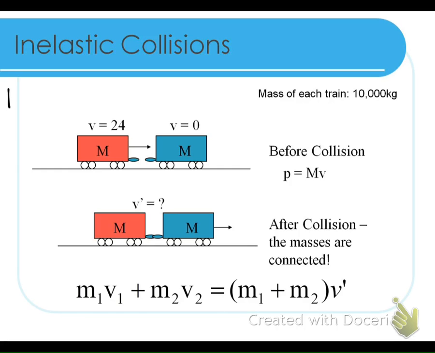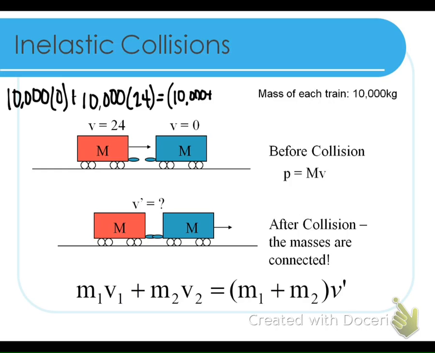All right, so we're going to take our 10,000 kilograms for our blue train times 0 since it's sitting stationary, plus our 10,000 for our red train times 24 since that was its initial velocity. We'll take both of our trains added together times our v prime, which is what we're solving for. The left side of our equation gives us 240,000, and the right side gives us 20,000 times v prime.